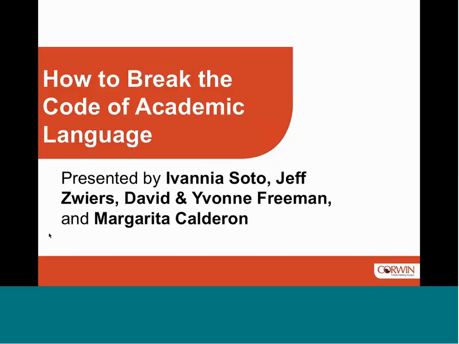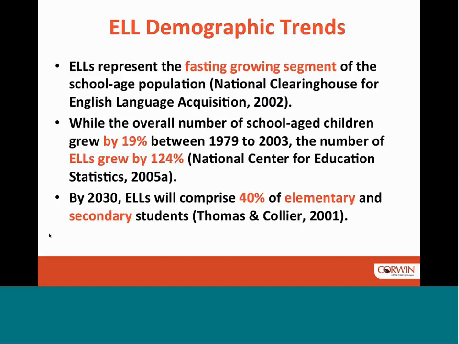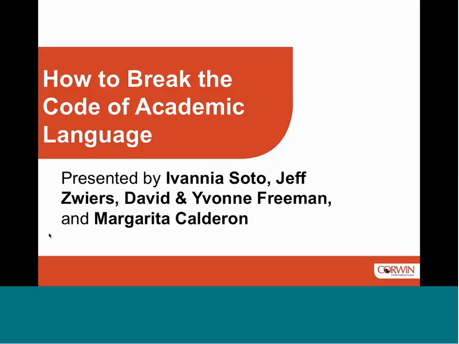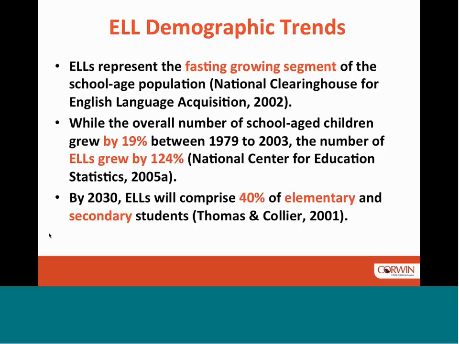Thank you, Jeff. The vision for this academic language mastery series is to assist educators in developing expertise in and practical strategies for addressing the 4 key dimensions of academic language when working with ELLs and SELs. First, I'd like to unpack recent ELL demographic trends. ELLs represent the fastest growing segment of the school-age population. While the overall number of school-age children grew by 19% between 1979 and 2003, the number of ELLs grew by 124%. And by 2030, ELLs will comprise 40% of elementary and secondary students.